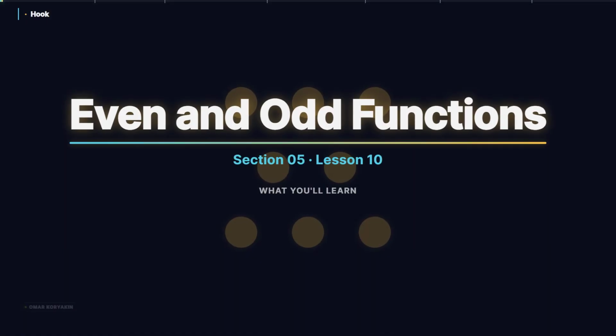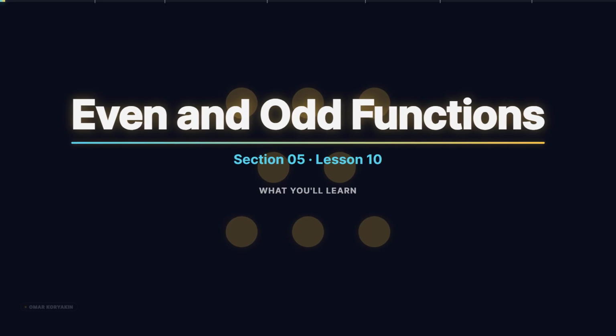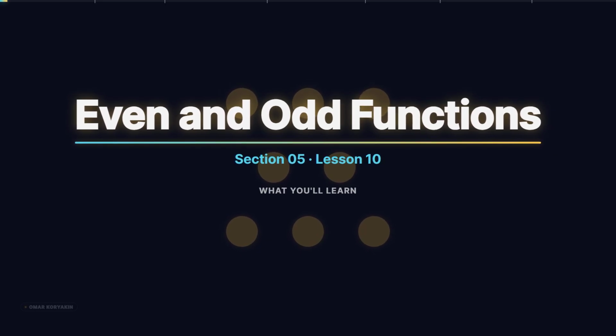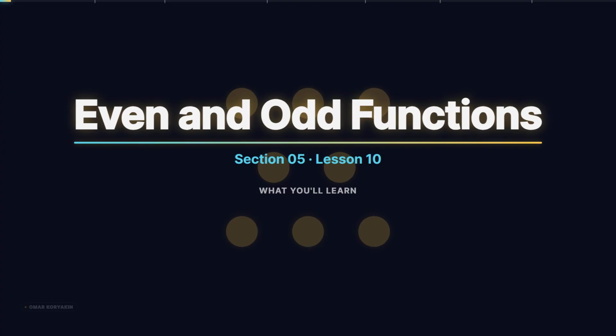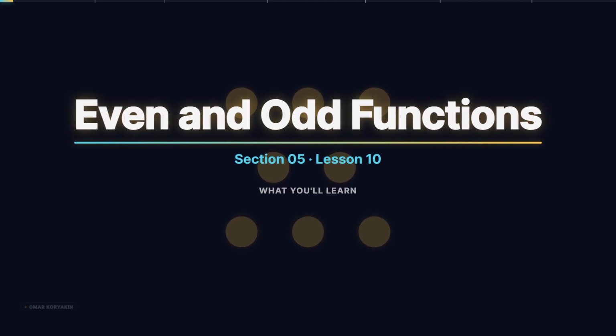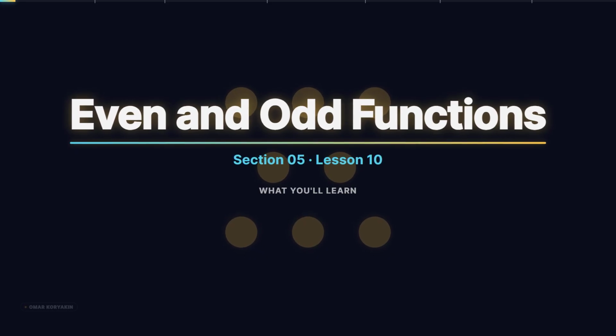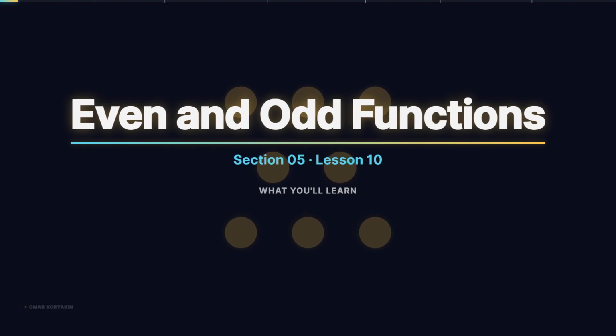Welcome to Section 5, Lesson 10. In the previous lessons we built the function concept and the standard function families. Today we add two specific symmetry classifications that some functions satisfy: even functions and odd functions. The classifications are determined by simple algebraic tests on the function rule, and they have clear graphical signatures that make even-odd identification fast and visual.